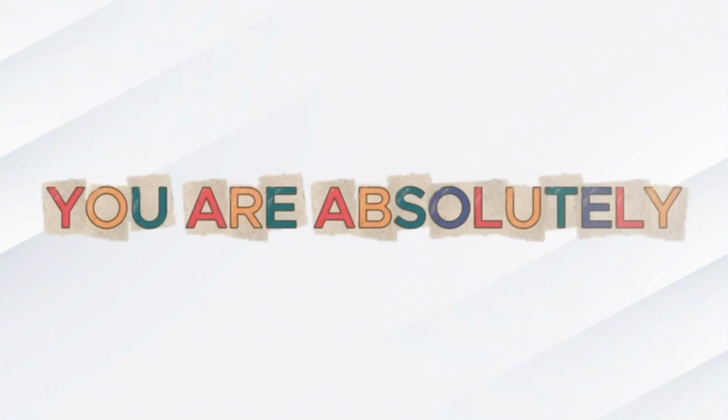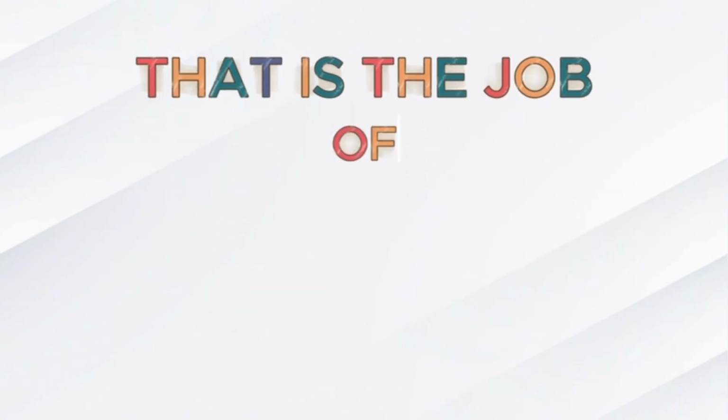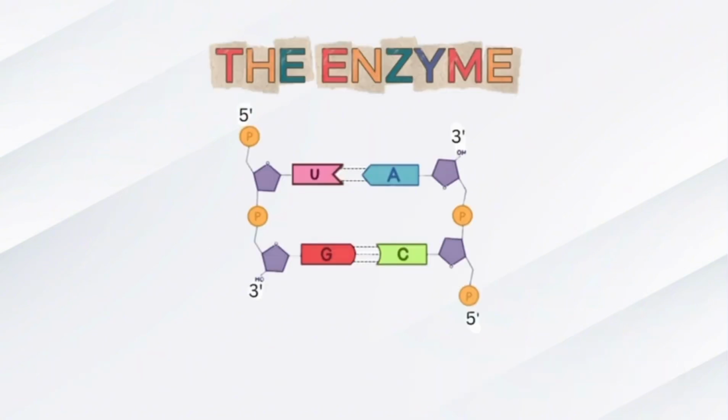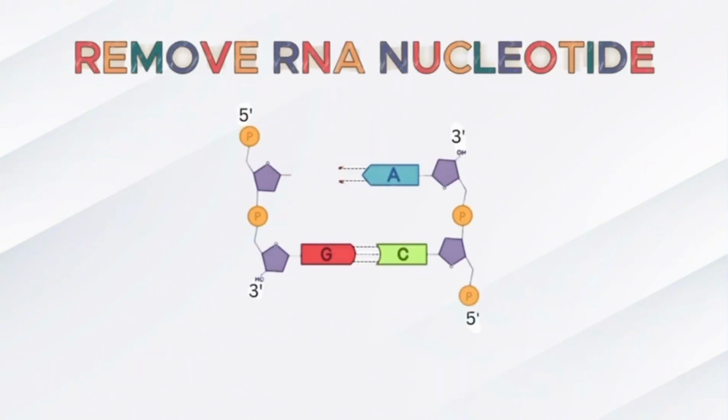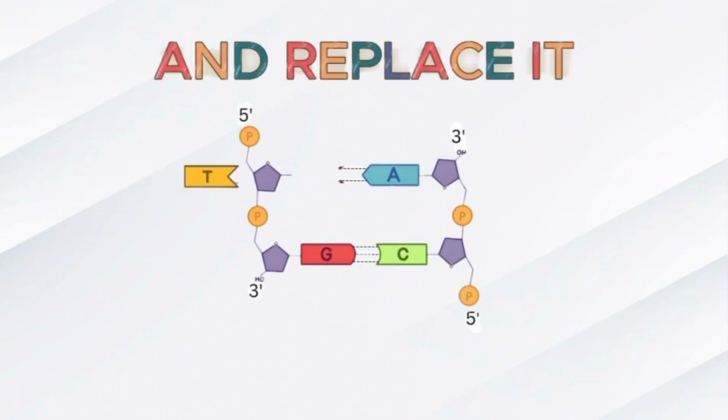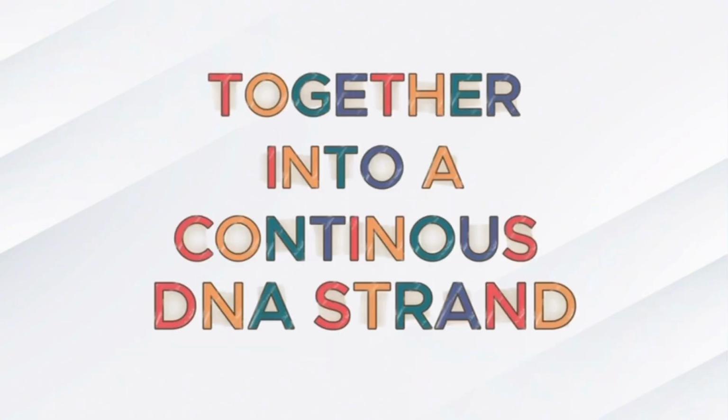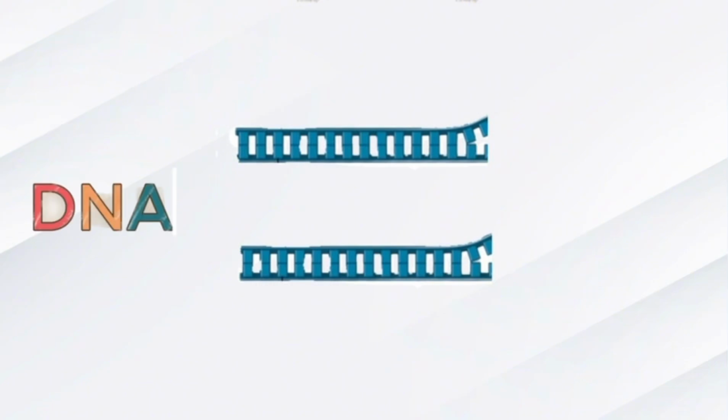You are absolutely correct. That is the job of DNA polymerase 1. The enzyme will remove the RNA nucleotides of the primer from the 5' end and replace them with DNA nucleotides, which are added to the 3' end of the adjacent fragment. And last but not least, DNA ligase will join the Okazaki fragments together into a continuous DNA strand by forming a phosphodiester bond. Finally, two identical copies of DNA are produced.